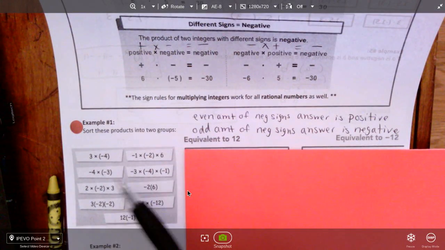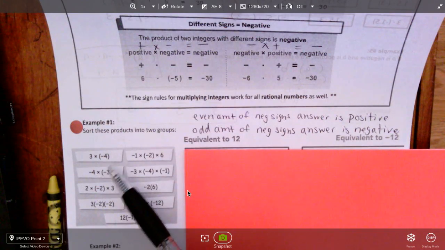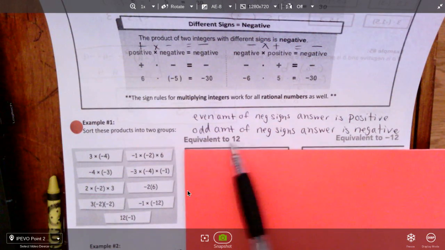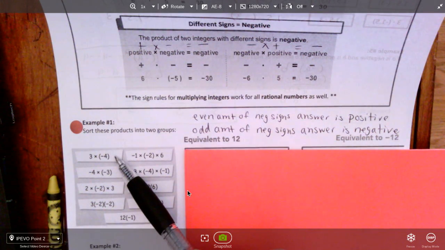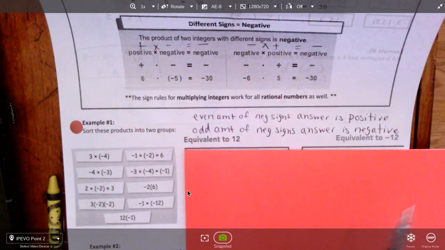Now if you look at all of these expressions, they all end up equaling 12 or negative 12. So that's why they have either equivalent to 12 or negative 12. Really, you could go through this pretty quickly and say that there's 1 negative here, that's an odd number, so this answer is going to be negative. There's 2 here, so that's an even number, so the answer is going to be positive. If you could go through and fill in where these go, either equivalent to 12 or negative 12, pause the video, and when you come back, it'll be all ready.